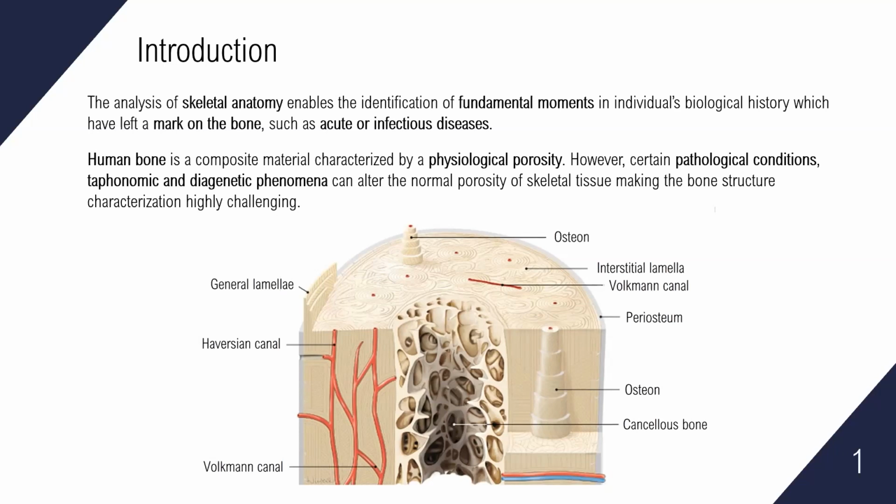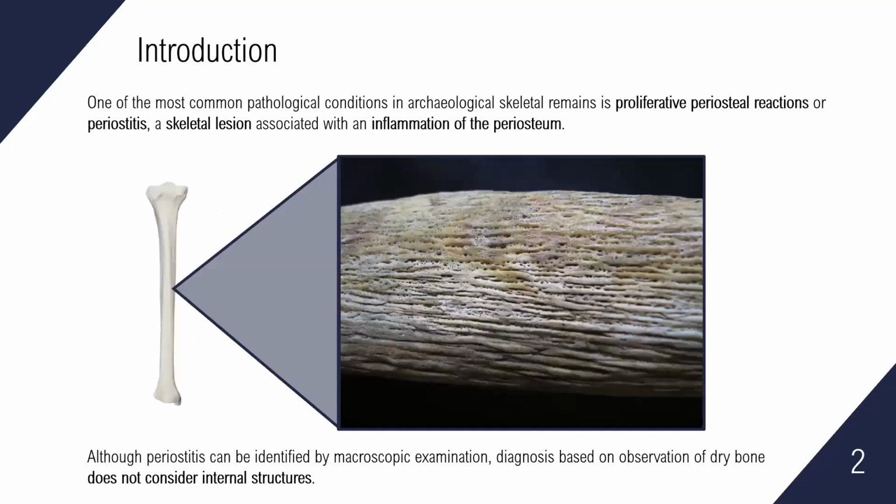bone structure characterization challenging. One of the most common pathological conditions in archaeological skeletal remains is proliferative periosteal reactions, or periostitis. Periostitis is a skeletal lesion associated with an inflammation of the periosteum, observable mainly on long bones, that occurs with the formation of new woven fiber bone with a highly porous appearance due to hypervascularization of the pathological tissue area.